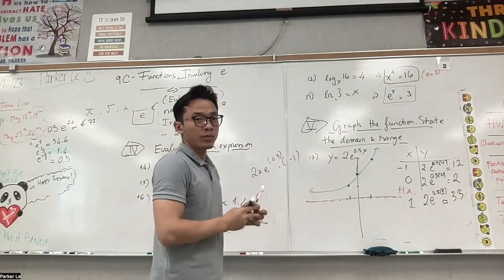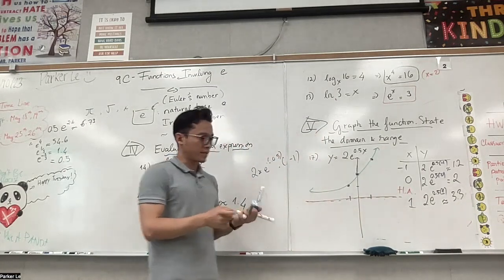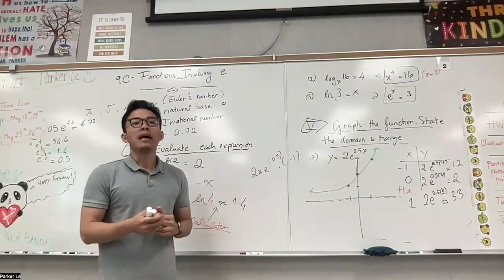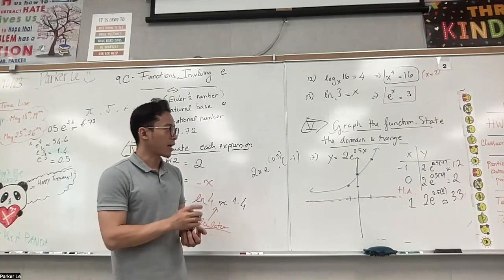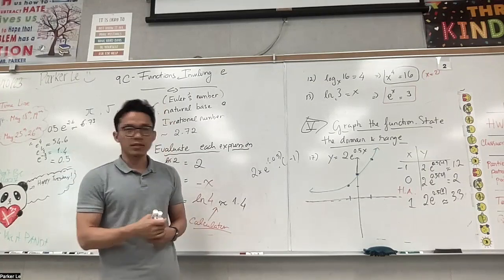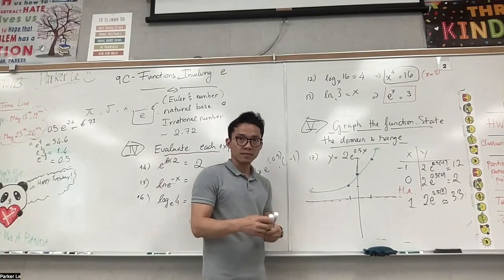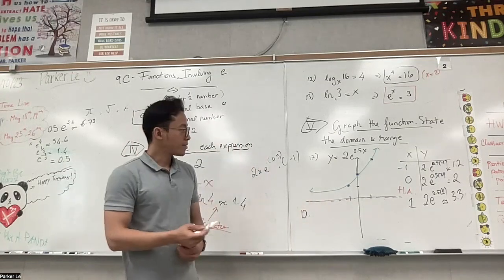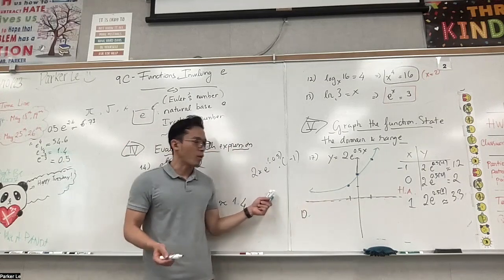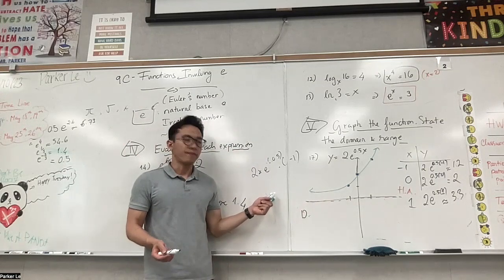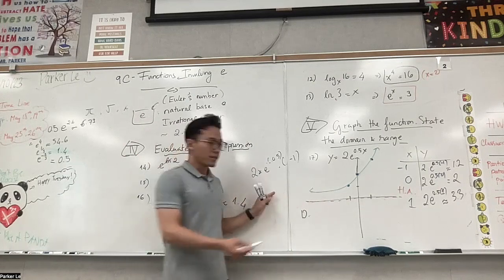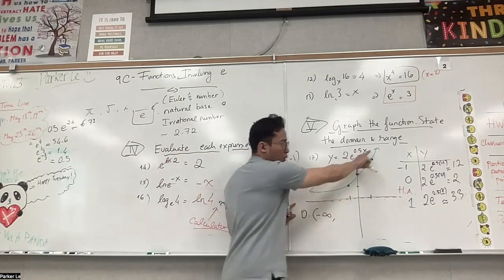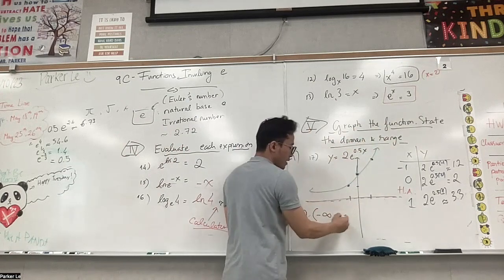Are we done with the question? What? Yeah, you need to find the domain and range. Okay. What is the domain? What is the range? What is the domain of this? Where is the starting point? Where is the ending point? Infinity, right? This keeps going, right? So it starts from negative infinity. Where does it end? Positive infinity.